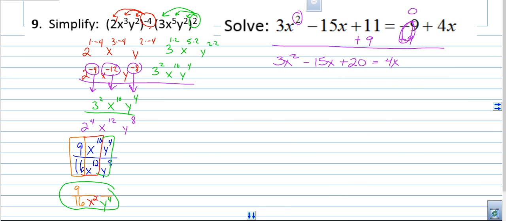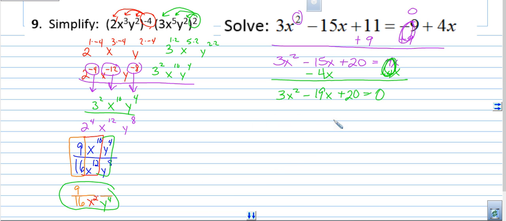Well, it's still not equal to 0, so we need to subtract 4x from both sides, and it's like the negative 15x, so I'm going to put it underneath it. And so I'm going to end with 3x squared. Negative 15 minus 4 is negative 19, because they're the same sign, so you add, plus 20 equals, and 4x minus 4x is 0. So I finally got it the way I need it to be.